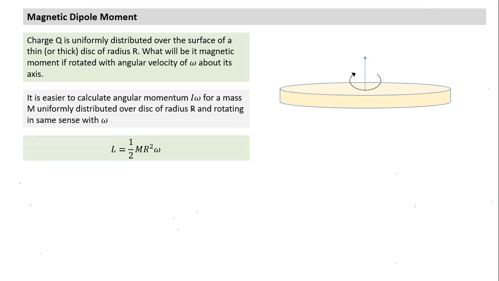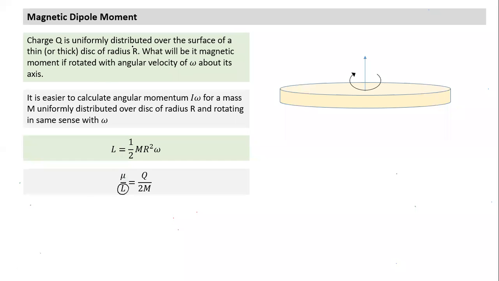And after finding I omega, we can use this relationship. What is the relationship we use? This L comes equal to 1 by 2 m r square omega. In this particular case, we use this condition, the ratio of magnetic dipole moment divided by angular momentum is equal to charge divided by 2m. So we find the value of angular momentum. The only condition is the same value of omega, the same axis of rotation. The distribution of mass has to be similar to the distribution of charge.